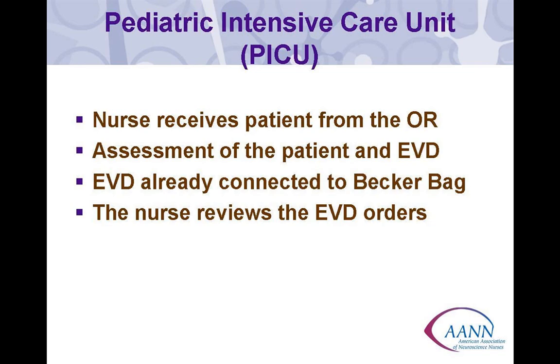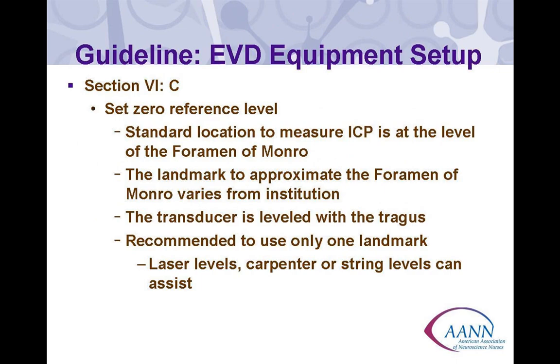So in review of the guidelines, the standard location to measure ICP is at the level of the foramen of Monroe. The landmark to approximate the foramen of Monroe can vary from institution to institution, but at our particular facility, we use the tragus. And as Tess had mentioned earlier, it is recommended that you use one landmark throughout your institution so that there is consistency from every nurse to every shift. And some institutions have laser levels or carpenter or string levels that can help with assistance with leveling your drains. Next slide.